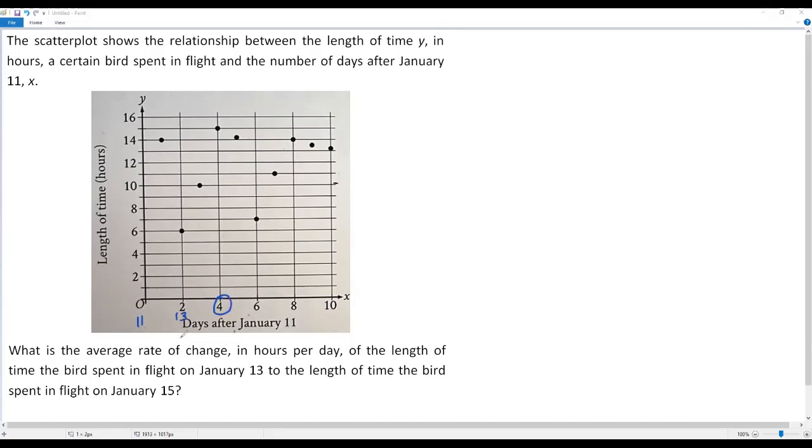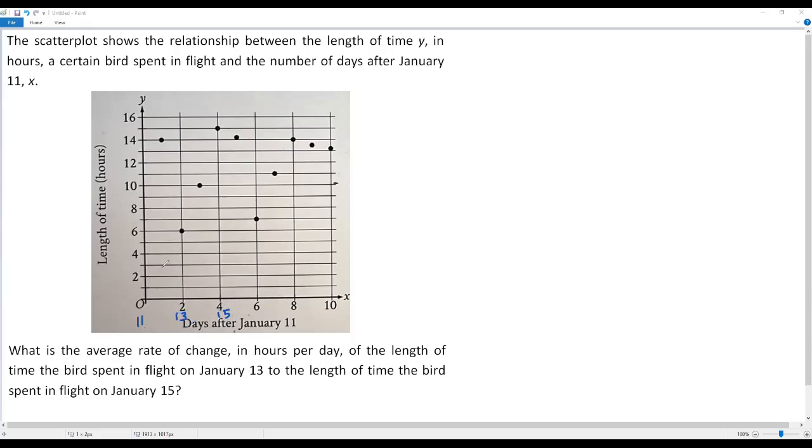Then this 4 represents what? So from 0 to 4, if I want to move from 0 to 4, I have to add 4 units. But at the place of 0, we have January 11th. Then this number 4 represents January 15th because 11 plus 4 is 15. So in this time period, that is from this 2 to 4, we have to find the average rate of change. Okay, average rate of change.